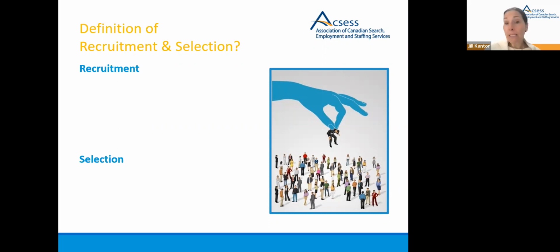But before hopping into that, I would love to find out, if you can type into chat, what do you believe the difference is between recruitment and selection? How do we define this? Just in a short line or two, how do you define recruitment versus selection? I'll keep an eye on the chat until I see a couple of responses come in.